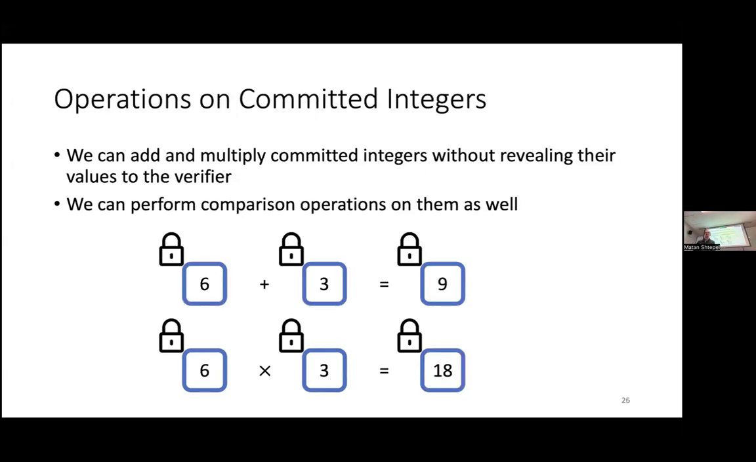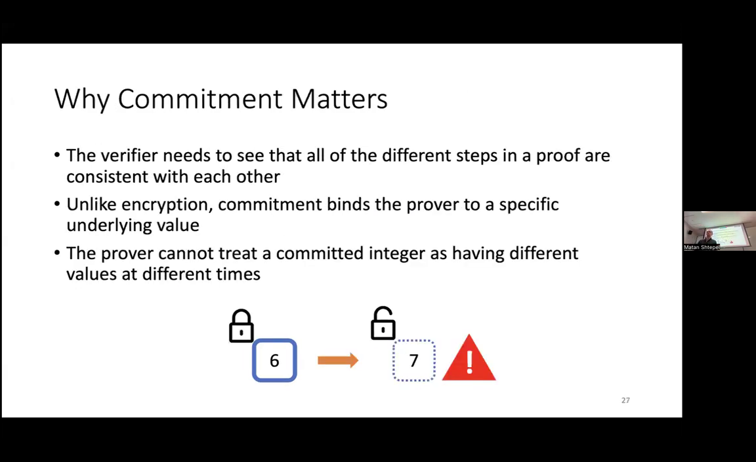Within our commitment scheme, we can add and multiply committed integers to produce new committed integers without revealing their values to the verifier. And we can also perform comparison operations on them, including equality, greater than, and less than operations. The reason why this is important is that when we're validating a proof in ZK, the verifier needs to be able to see that all the different steps in a proof are consistent with each other.